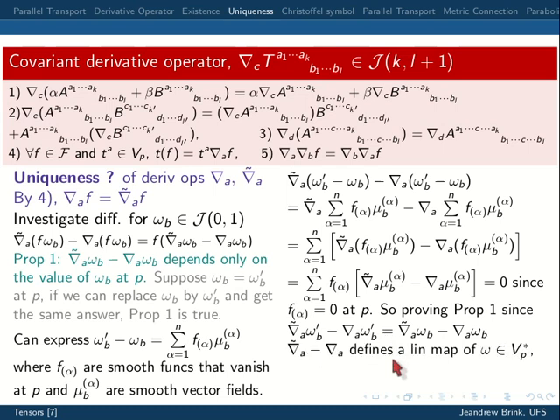Okay, so here is the thing. The moment you have this, you have that the difference between two derivative operators defines a linear map of W, rather than dual vector fields in the neighborhood of P. In other words, because the thing doesn't depend on what W looks like away from P, this difference of the two operators is actually a linear map.